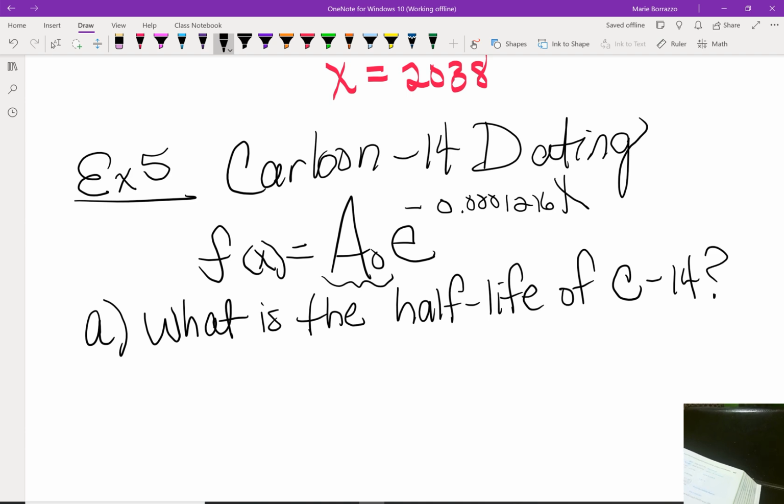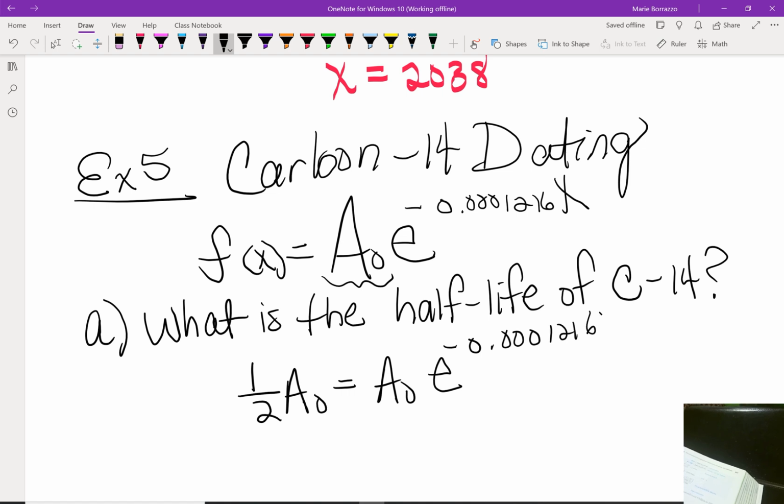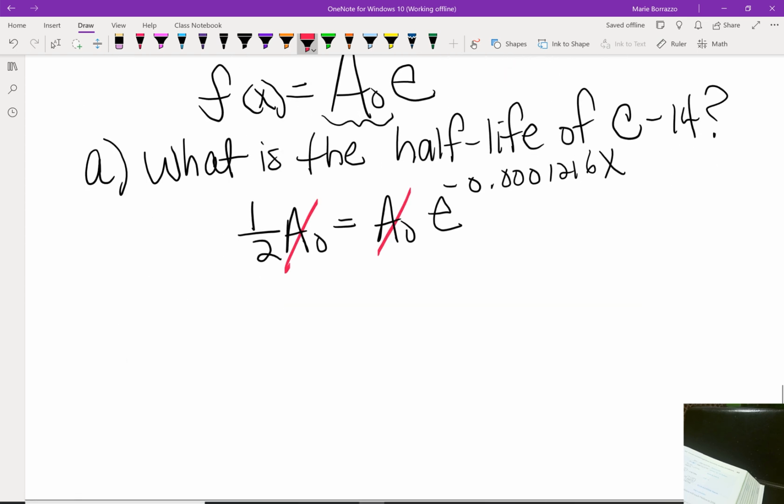And so the solution here would be 1/2 of A sub 0 is equal to the initial amount, A sub 0, e to the negative 0.0001216x. And so obviously you notice that the A sub 0's, the initial amounts, are going to cancel. Given that information, you now have 1/2 is equal to e raised to the negative 0.0001216x.